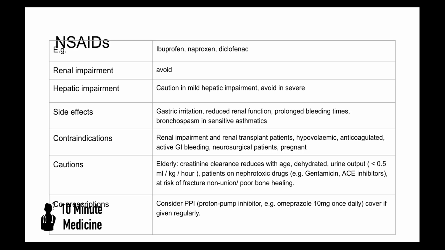Cautions would be in the elderly, because your renal function reduces with age, if you're dehydrated, if you have low urine output, if you're on other nephrotoxic drugs, and if you're at risk of non-union with a fracture or poor bone healing. Co-prescription: with NSAIDs, I always consider a PPI to cover, if NSAIDs are given regularly, to protect the lining of the stomach.